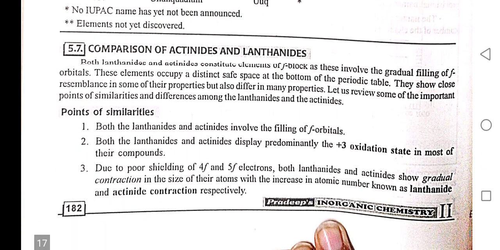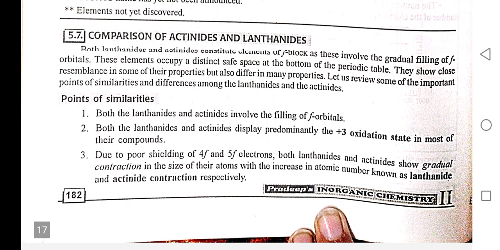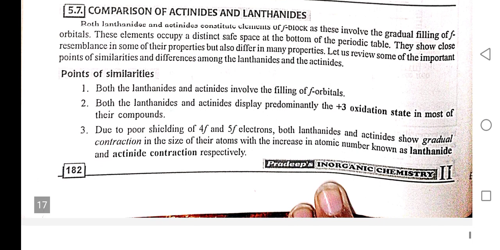Comparison of actinides and lanthanides. Both lanthanides and actinides consist of elements of the f block, as these involve the gradual filling of f orbitals. These elements occupy a distinct space at the bottom of the periodic table. They show close resemblance in some of their properties, but also differ in many properties. Let us review some important points of similarities and differences between lanthanides and actinides. Points of similarities.